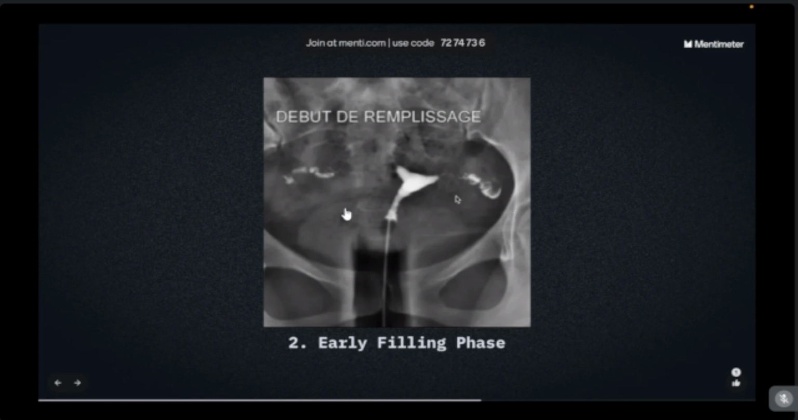So here you can see the uterus. And this is the initial filling of the fallopian tubes.